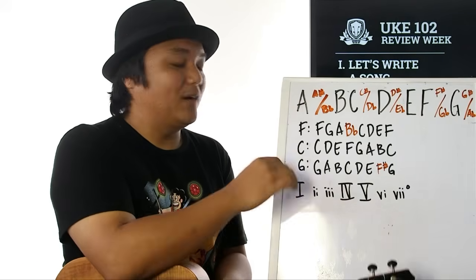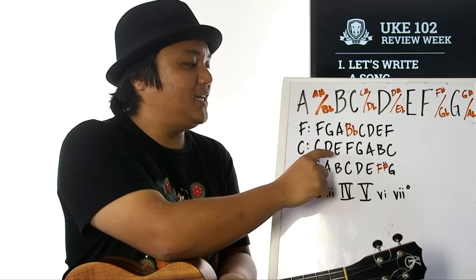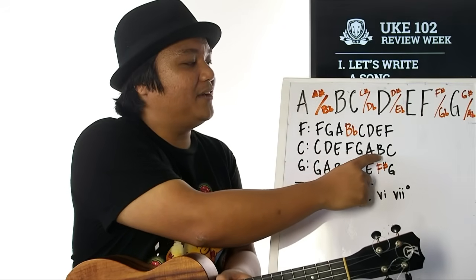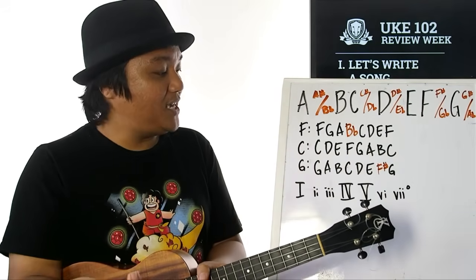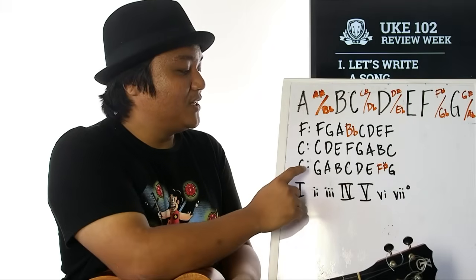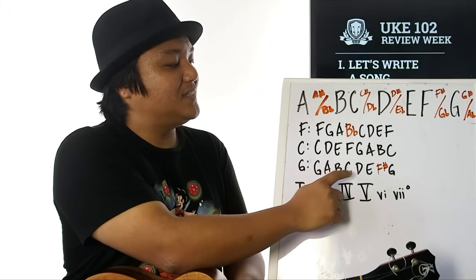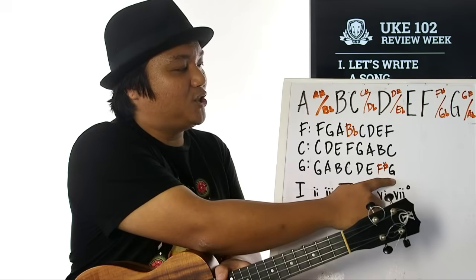On our C scale, we have no sharps or flats. We have C, D, E, F, G, A, B, C. On our G scale, G major scale, G, A, B, C, D, E, F sharp, G.